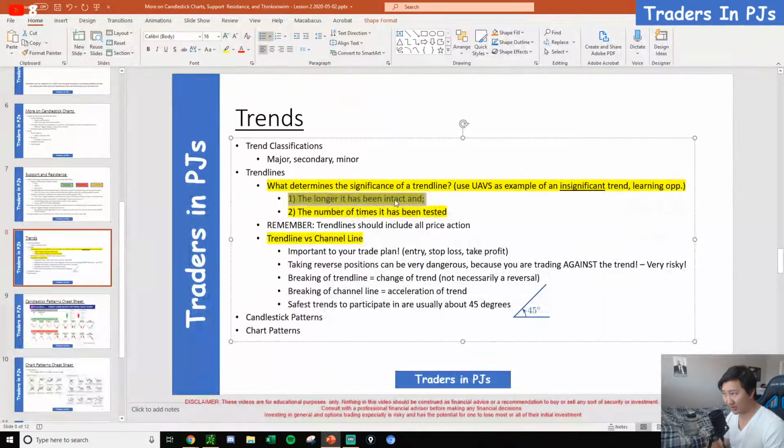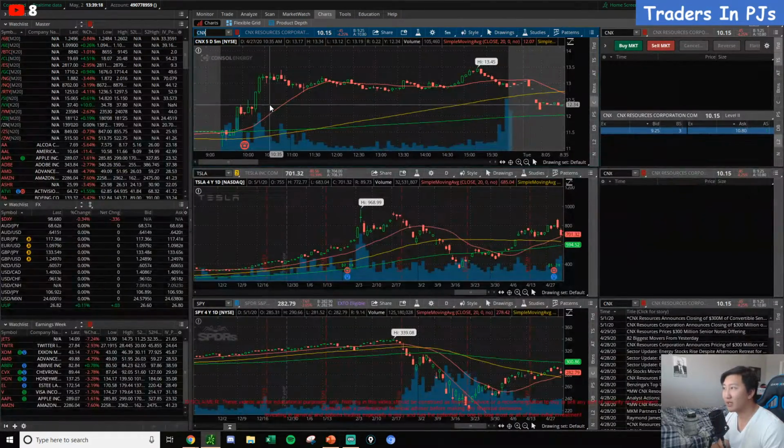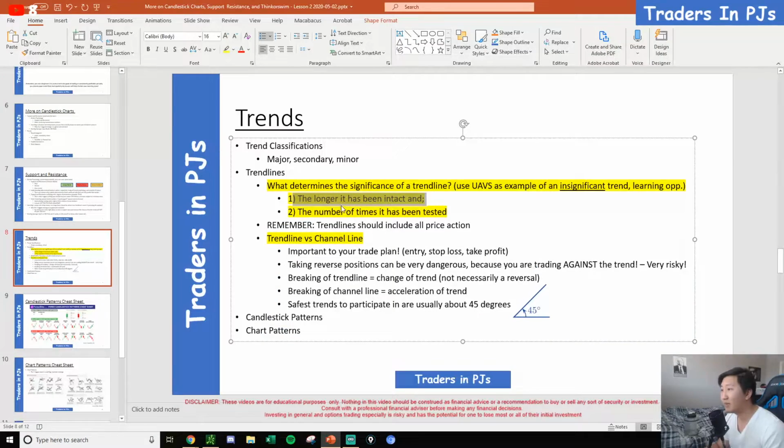Now, when you're playing earnings, unfortunately, you're just not going to have a lot of opportunities for it to be intact. But just know the longer it continues to go upwards, at least the position or trade that you took has a higher probability of continuing to go upwards. But it's not going to be intact a long time. It's not going to be tested very many times.